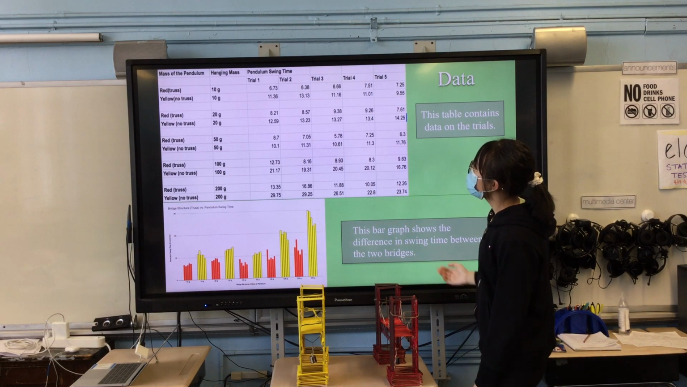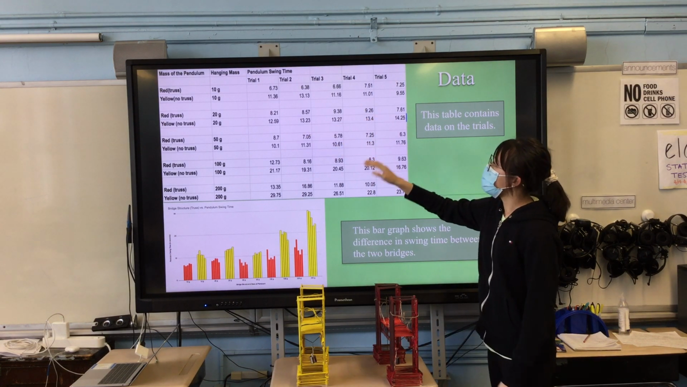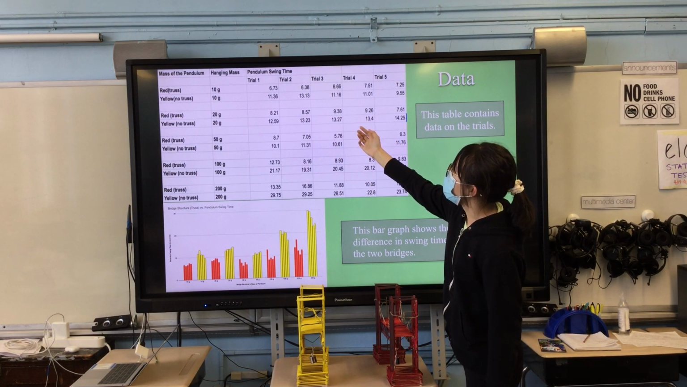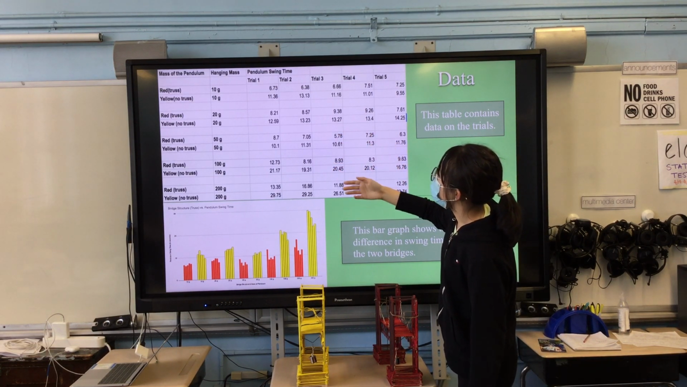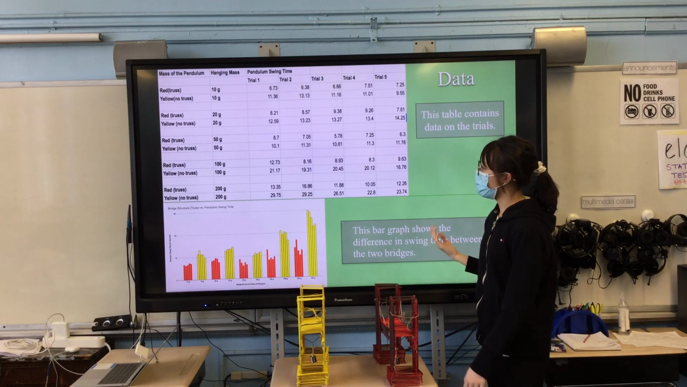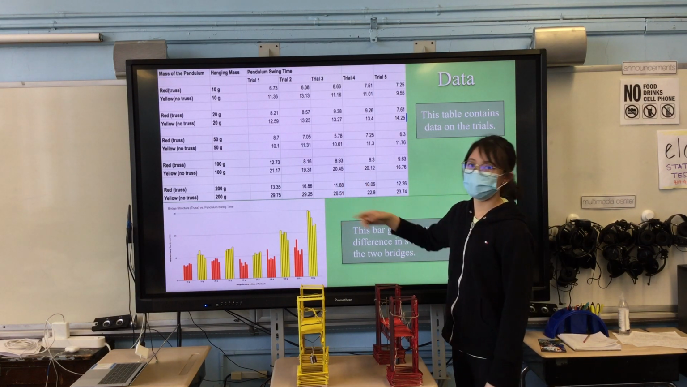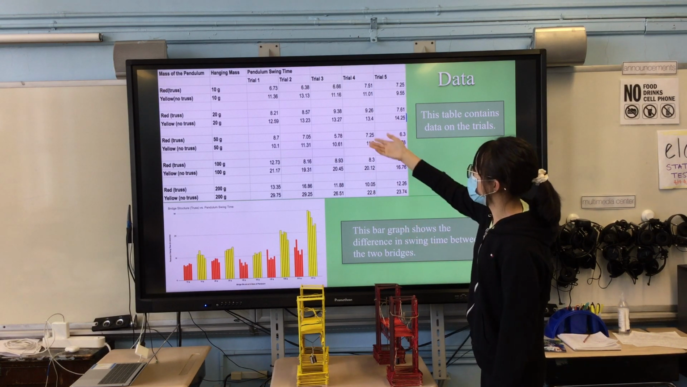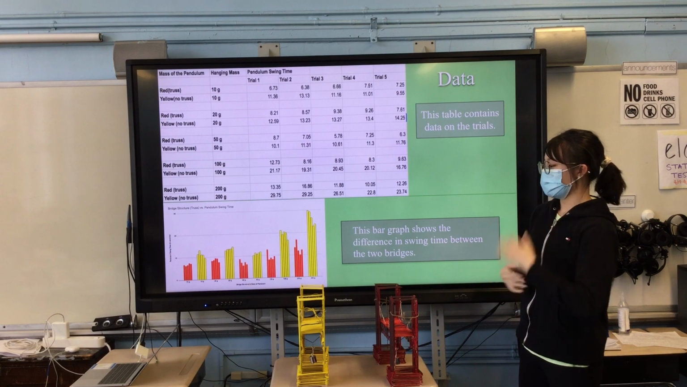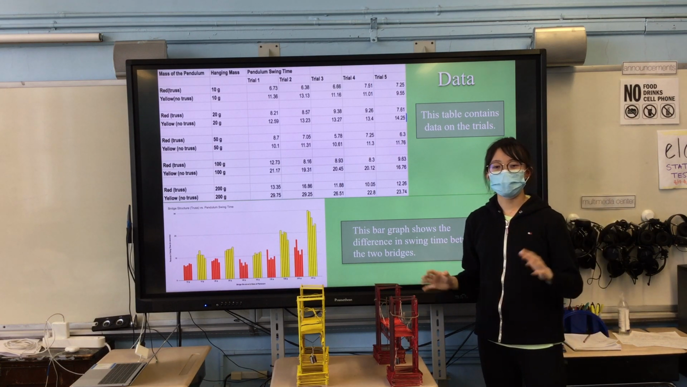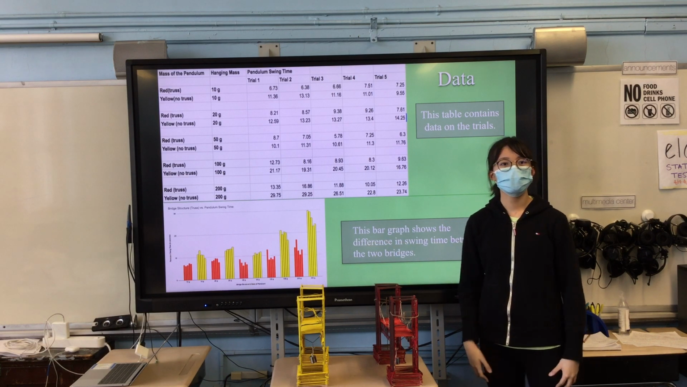So for example, for trial 1, when we had 10 grams, the swing time for the yellow bridge was 11 seconds. But then as we multiplied the weight by 20 for 200 grams, it almost tripled in time, while for the red bridge, it only doubled. So the red bridge seems to have a dampening effect where it spreads out energy more efficiently than the yellow bridge.